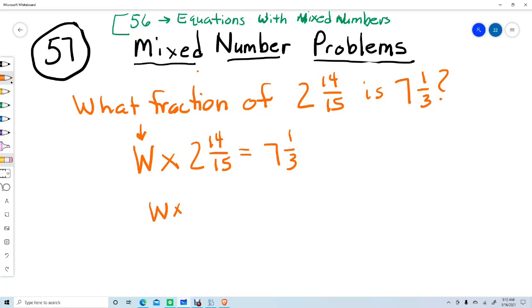W times 2 times 15 is 30, plus 14 is 44, over the same denominator, looking familiar, equals 7 1/3. We've already converted that in the last problem. That was 22 over 3. So here I want to get rid of 44 over 15 on the left-hand side. The way I do that is I multiply by its reciprocal.